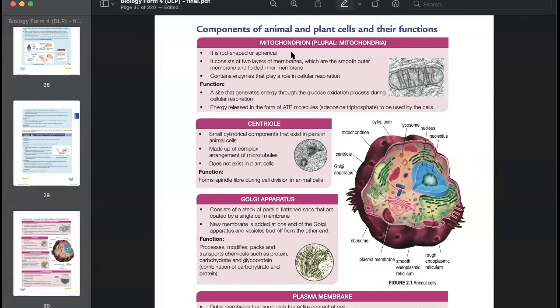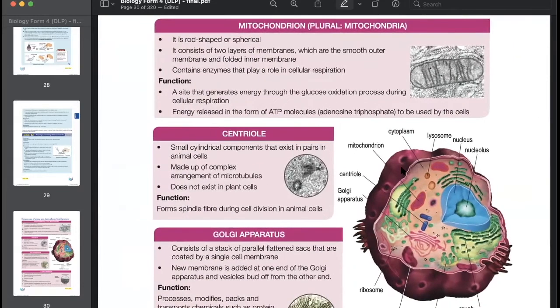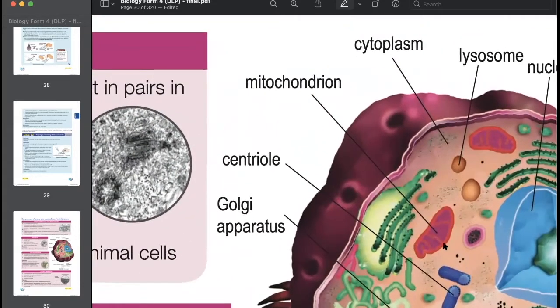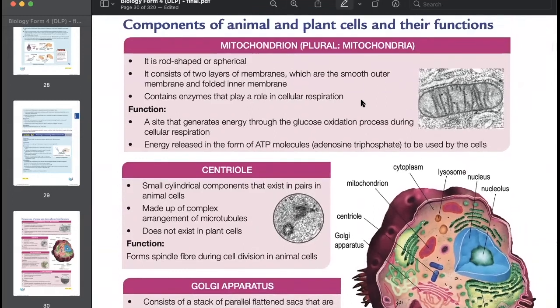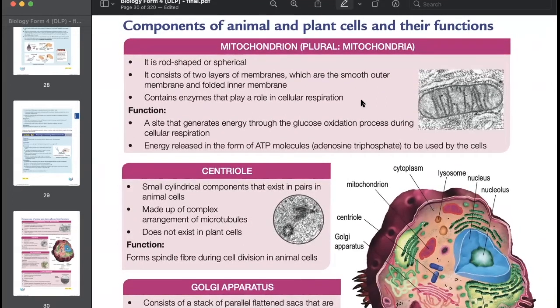Okay, the first one is mitochondria. As you can see, this is the cell, and this is the mitochondria. This is how it looks like. I will make it quite bigger so you can see. Basically, there are two layers of mitochondria, the outer layer and the inner layer. The inner layer is folding. Let's study the features of the mitochondria.